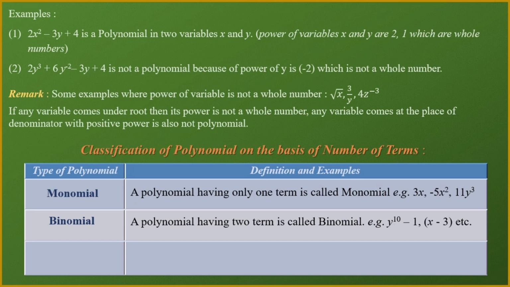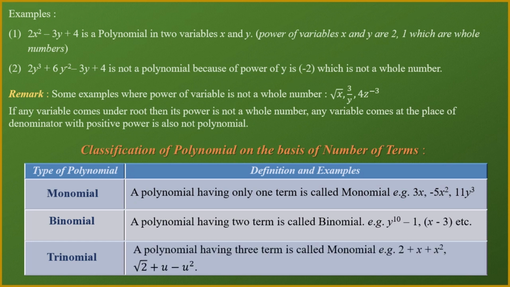So we can say that this is a binomial because it contains two different terms. Similarly, trinomial. Trinomial means it will contain three different terms. As you can see in the example, 2 plus x square, or root 2 plus u minus u square. Observe, root 2, u and u square are three different terms, so it is called a trinomial.